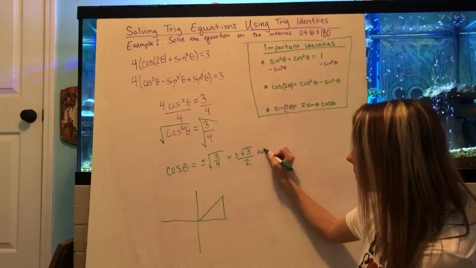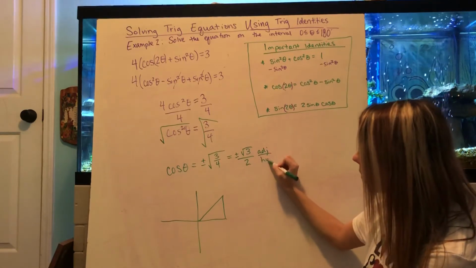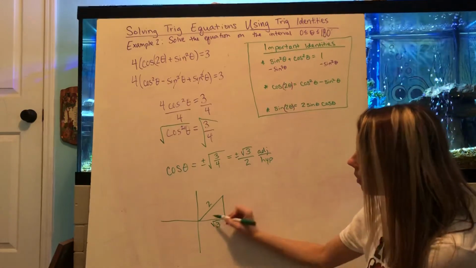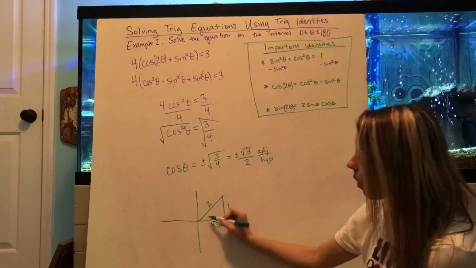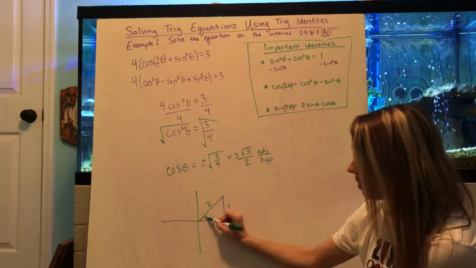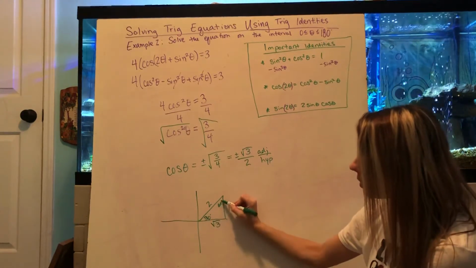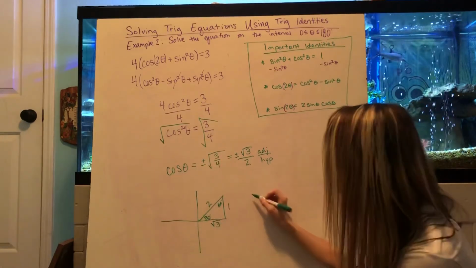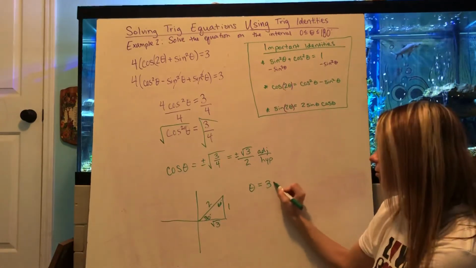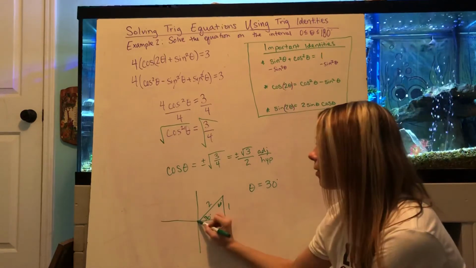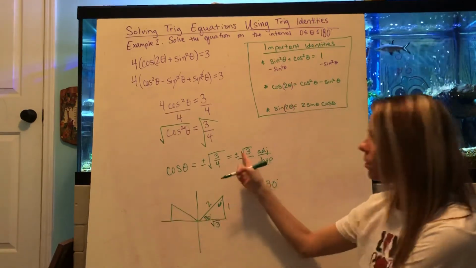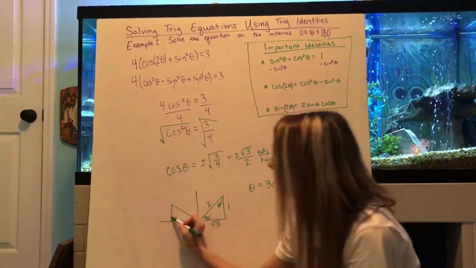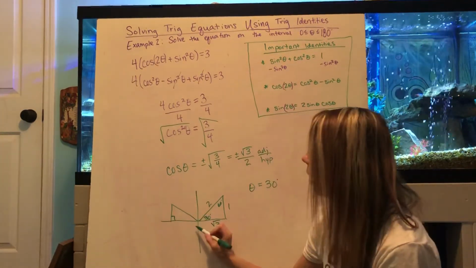cosine is adjacent over hypotenuse. My hypotenuse is 2, adjacent square root of 3, and my opposite is 1. Opposite of 1 is 30 degrees, 60 degrees. So my answer here would be 30 degrees would be one of them. Then I go over here to 180 because it's okay if cosine's negative because it can be plus or minus square root of 3. So I go over here.